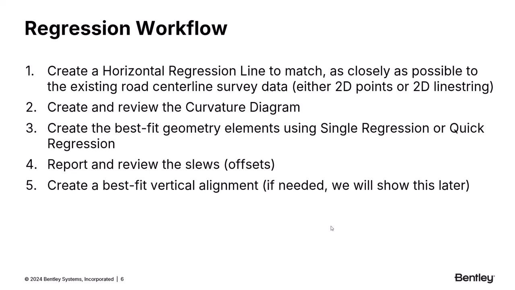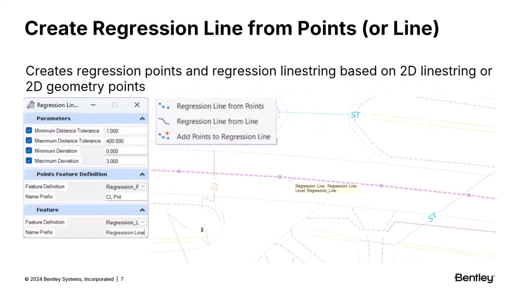And then you're going to go through and utilize some of our special tools, the single regression tool or the quick regression tool, to actually create the best fit regression geometry elements. And once you do that, you're going to typically go through and report and review the slews, which are the offsets from the original data to the new geometry or the best fit geometry. And then if you need to create some best fit vertical, we have some other legacy tools in OpenRoads where we can do that. I'll show that a little bit later. Then you could go and do some best fit workflows as well. So we're going to focus on these 4 for now, and I'll show you number 5 later on towards the end of the presentation. So first, let's talk about the process here.